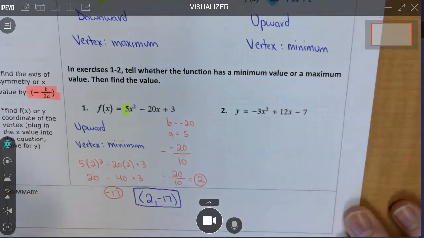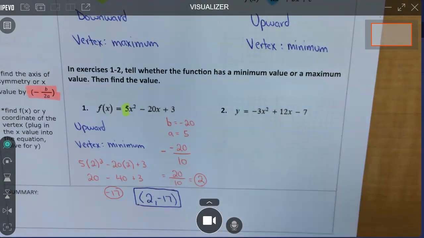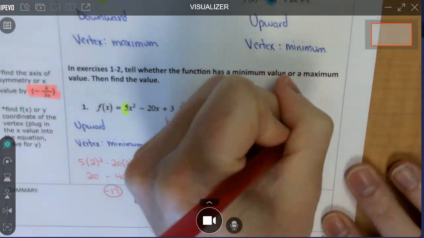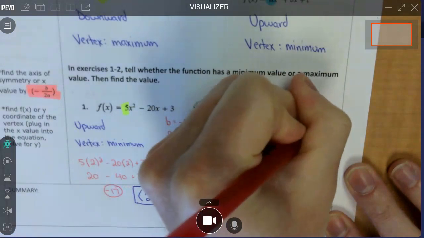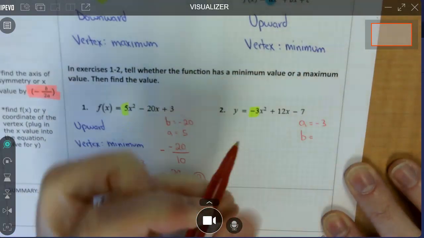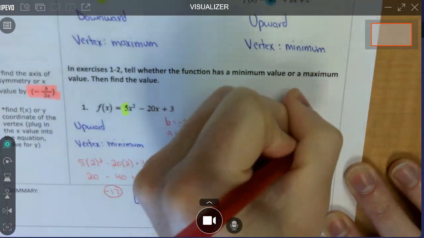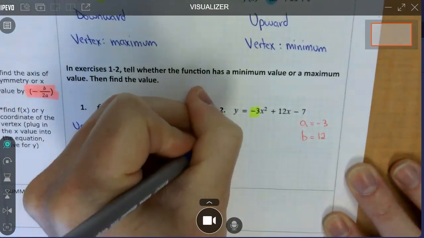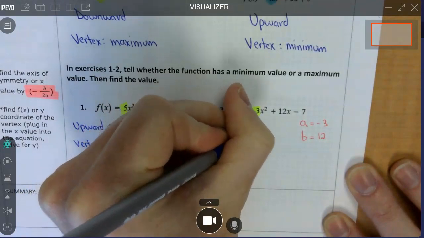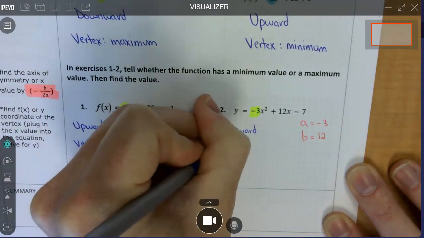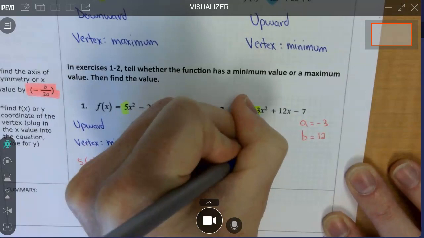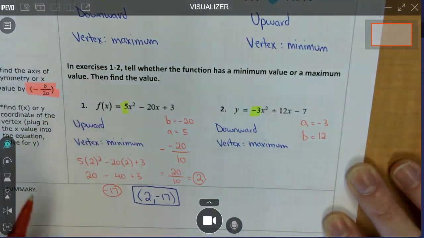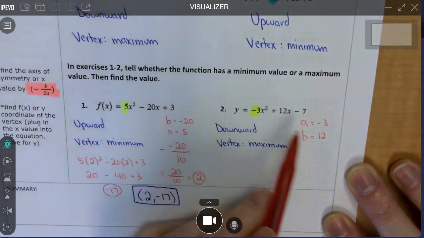Okay, let's do the same thing for number 2. If it's negative, I have a negative a value. So let's write our a value. We have our a value, that is negative 3. My b value is positive 12. I know this is going to be a downward opening parabola, and I know that the vertex is going to be a maximum value. It's going to be at the very top. So now I'm going to do negative b over 2a.